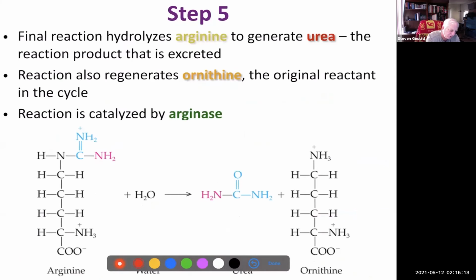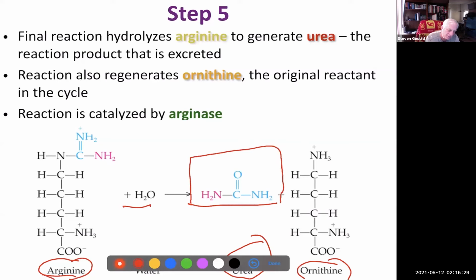Okay, then arginine is what you formed, adding water to it to form urea. Okay, and you produce ornithine, regenerating the ornithine again to use back again at the start of the reaction. Okay, so this is what you generate as urea, and this can be excreted by the body in the urine.